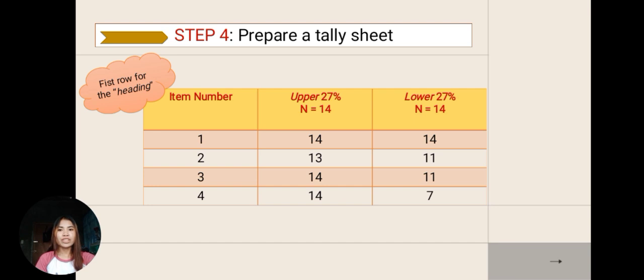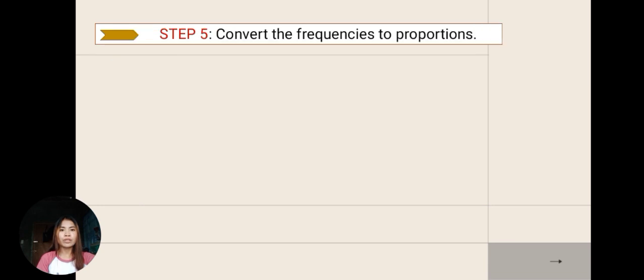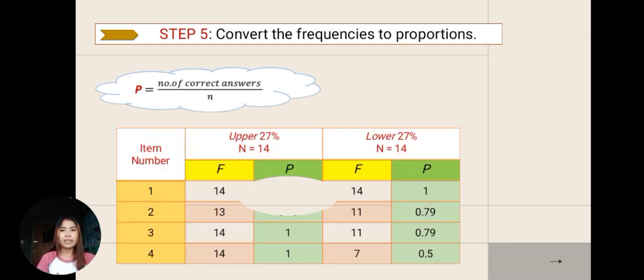After the tally sheet, we should convert the frequencies, or the number of correct answers, into proportions. Proportions can be solved using the formula P equals the number of correct answers over N, the number of cases, or the 27% students from the upper and lower scorers. In this table, in item 1, we have 14 students who got the item correct from the upper 27% and the lower 27%. So, proportion is equal to 14 divided by 14, which is equal to 1. Therefore, our proportion in the lower and upper 27% in item 1 is 1.